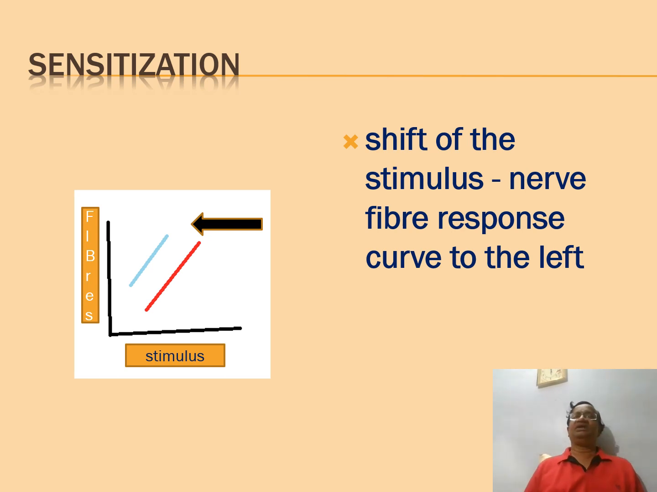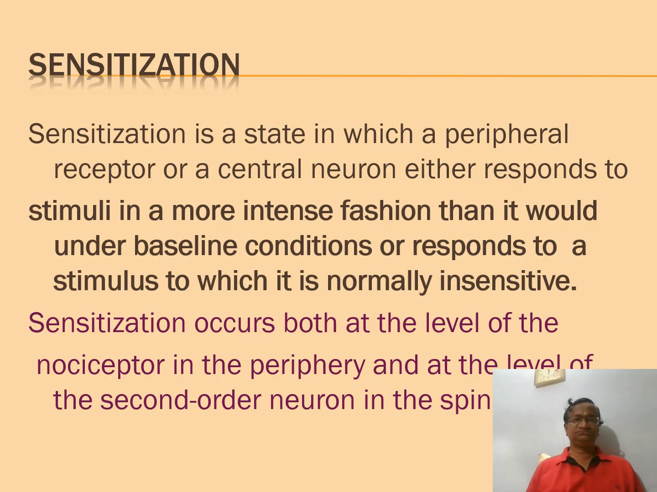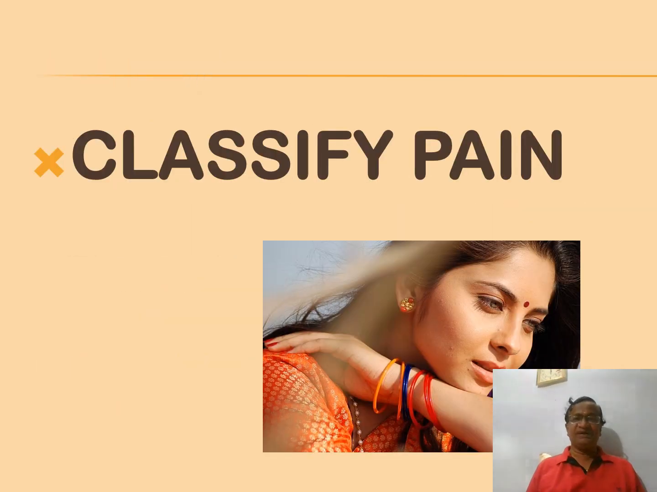Now, what is sensitization? We all said hyperalgesia is due to sensitization. If the stimulus pain is more, meaning the curve shifts to the left, then it is called hyperalgesia. If the fiber response is more, then it is called sensitization. This is more of an electrical sensitization. That is more of a clinical hyperalgesia. So it means a peripheral receptor or a central response in a more intense fashion. It can occur in the nociceptor in the periphery, or it can occur in the spinal cord.